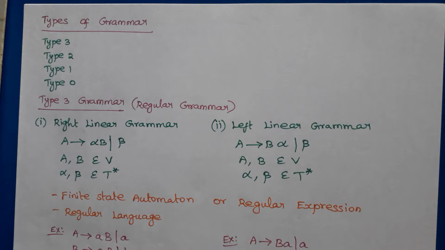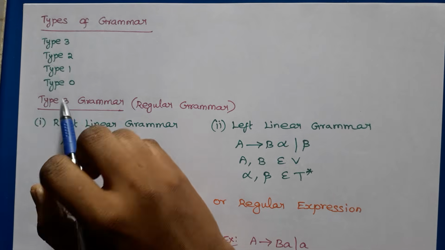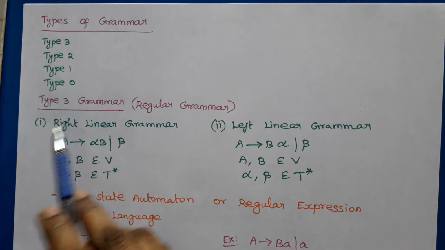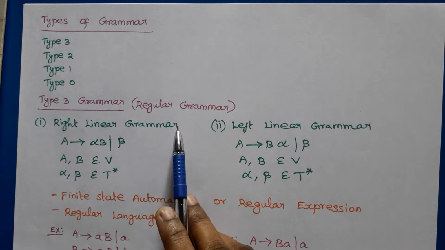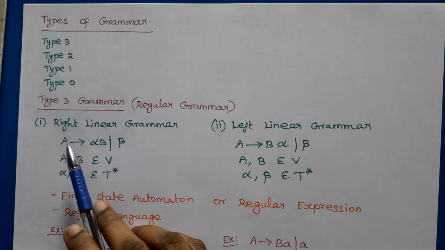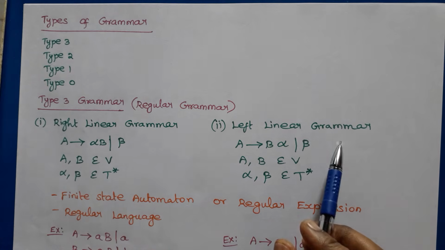Hello all. In this lecture, we are going to discuss types of grammar. There are four types of grammars: type 3, type 2, type 1 and type 0. Type 3 grammar is otherwise called regular grammar. There are two types of type 3 grammar, right linear grammar and left linear grammar.